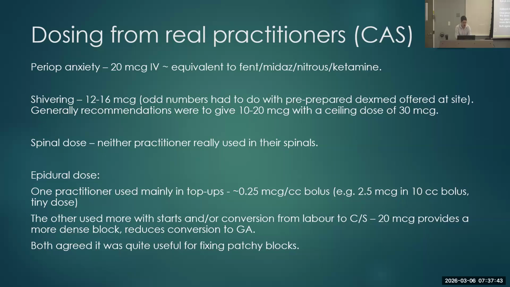The other, she was using it more with her epidural starts or when they were converting from a labor epidural to a C-section epidural. She would give 20 mics in her local bolus. She found that it did provide a more dense block, faster onset, and it reduced her conversion rate to GAs. Again, anecdotally, neither of them had written down or recorded all of their uses, but this is what they were tending to find. And then both agreed that it was very useful for fixing patchy blocks, blocks that were kind of working, but they're still having pain. This seemed to make a difference for those.